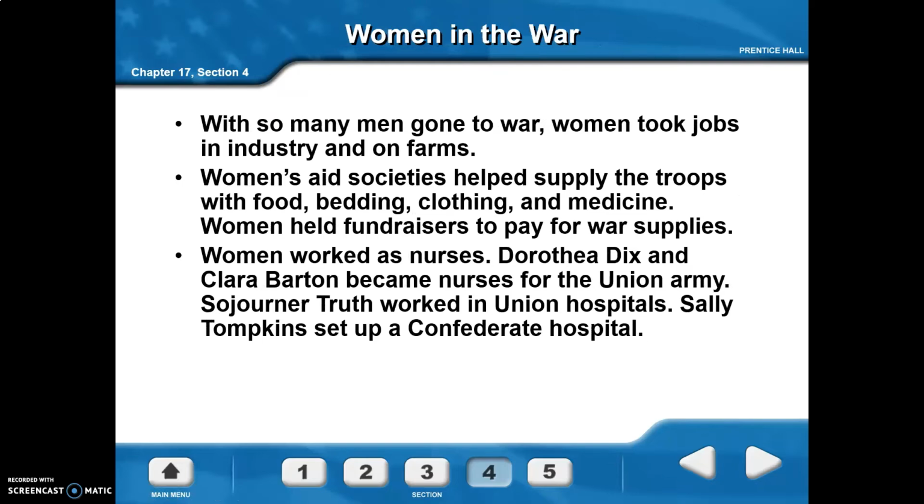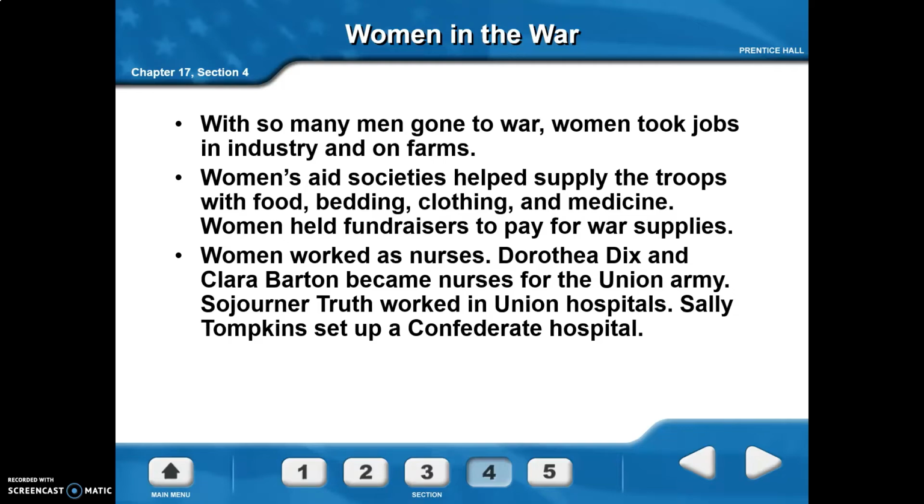I also want to look at the women's role during the Civil War, what their role was. So many men gone to war, leaving their families, leaving their homes. Women took jobs in industries and on farms to help pay and keep their family afloat. And women also aided societies, and they helped supply the troops with food, bedding, clothing, medicine. They held fundraisers to pay for war supplies in the North.